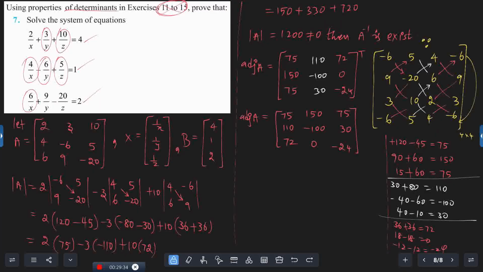So what do we have to find then? A inverse. So that A inverse is equal to 1 by determinant of A into adjoint A. Determinant of A is 1200, and adjoint of A we have here 75, 150, 75 again, and 110, 72, minus 100, 0, 30, minus 24. Understand? So this is my A inverse. After getting A inverse, we have to write the formula. What formula? Ax equal to B. That formula we have to use.